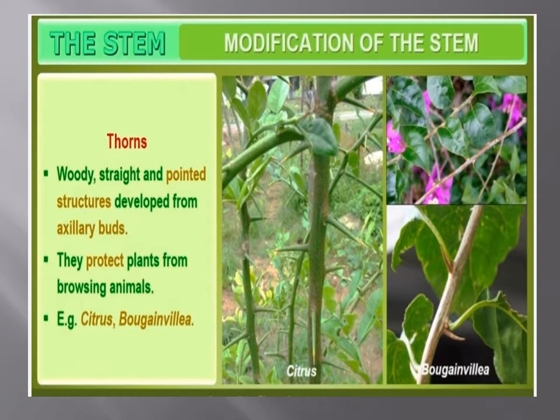Protection. Axillary bud of the stem may also be modified into woody, straight and pointed thorns. Example, citrus, bougainvillea. Stem thorns protect plants from browsing animals.